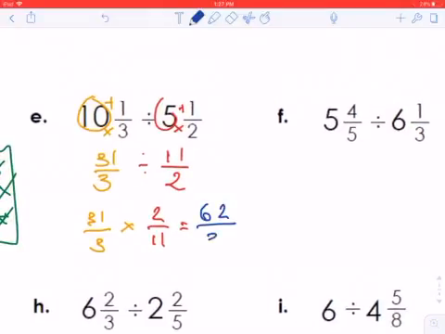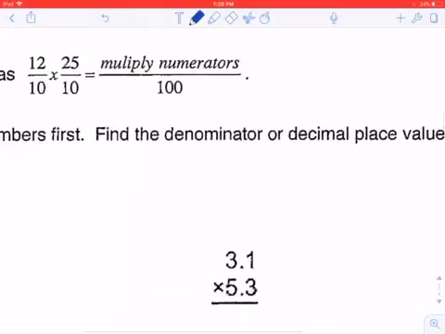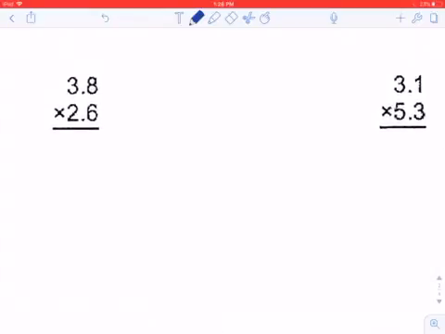And 3 times 11 is 33. And you're done. Okay, so hopefully that's enough to get you going. Let's take a peek at the next page, which is multiplication. I know a lot of folks are having trouble with multiplication, so let's take a peek.